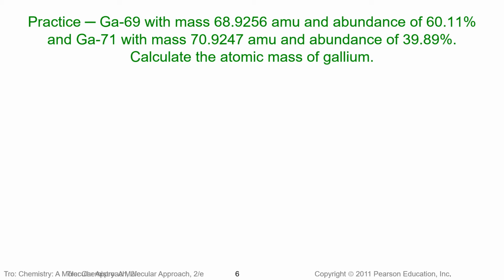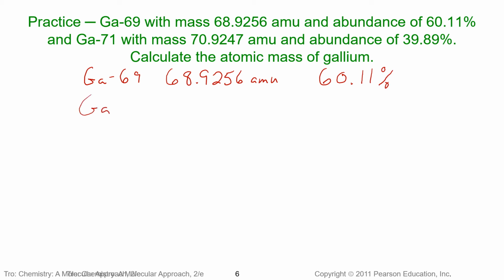Here is one for you to try. Pause the video and calculate the mass of gallium. Well, we're given gallium 69 with its mass and its abundance. We are also given gallium 71 with its mass and abundance.